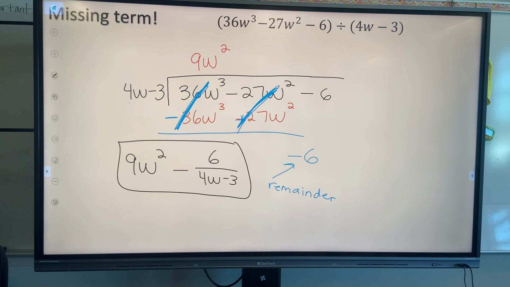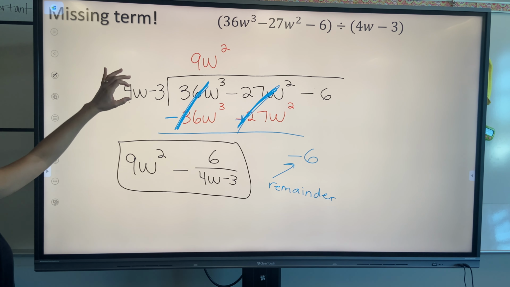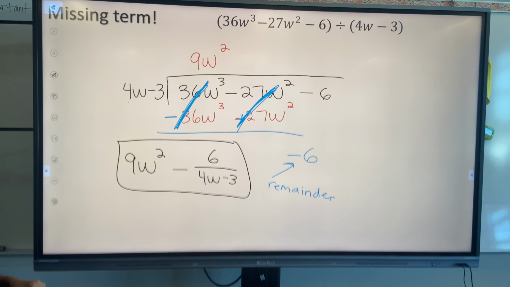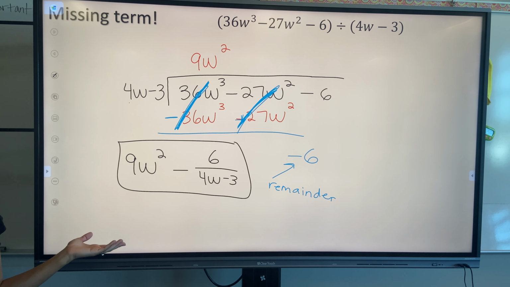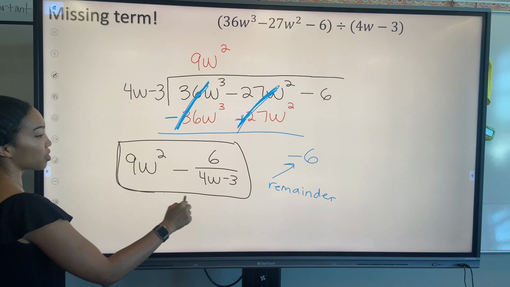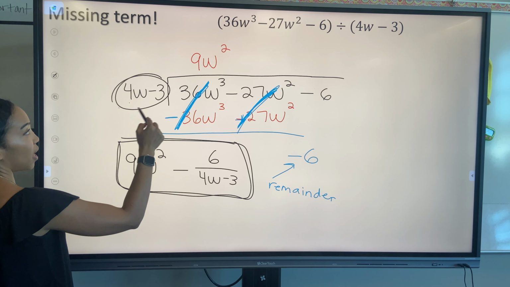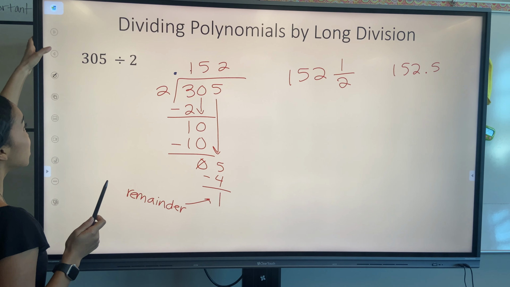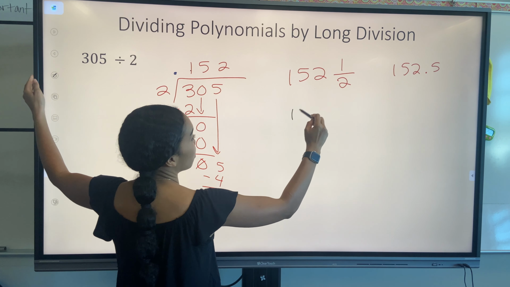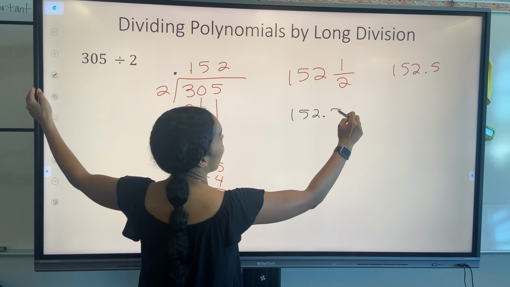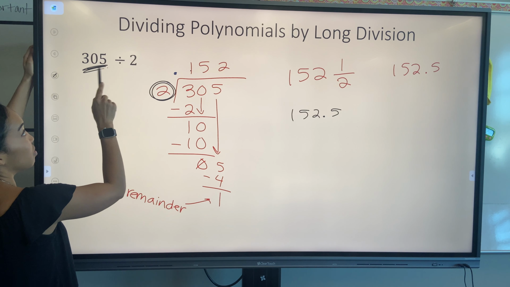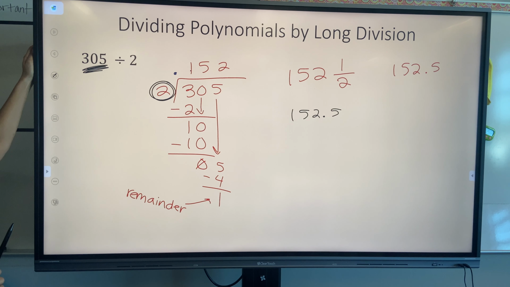Because you have to be able to multiply your answer by this and get back what you started out with. So if you wanted to ever check your answer, multiply your answer by what you divided by, and it should give you this. Just like in our elementary example, if you do 152 times 2, your answer multiplied by 2, you should get 305. So that's how you can check if you did it right.